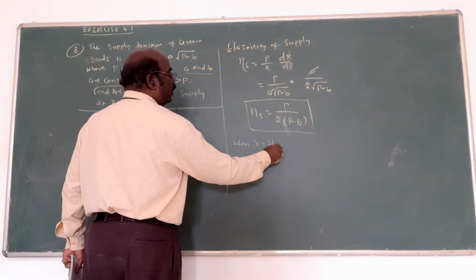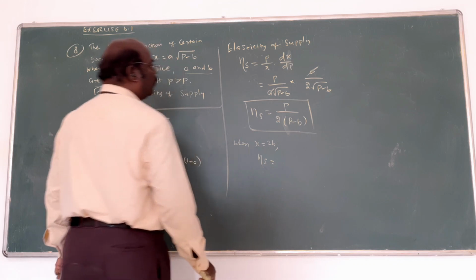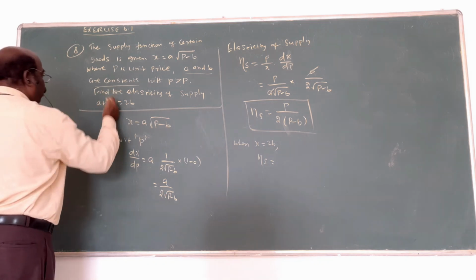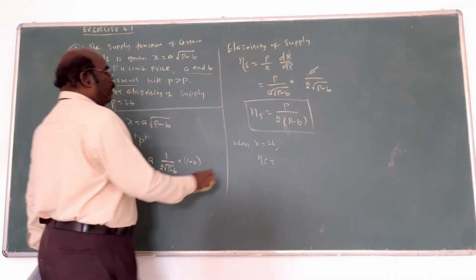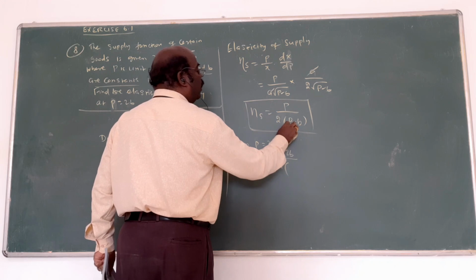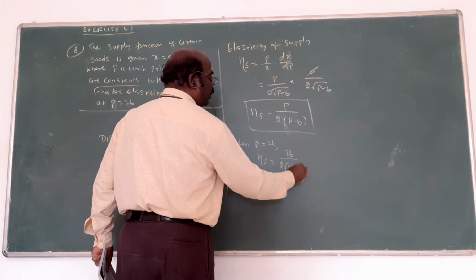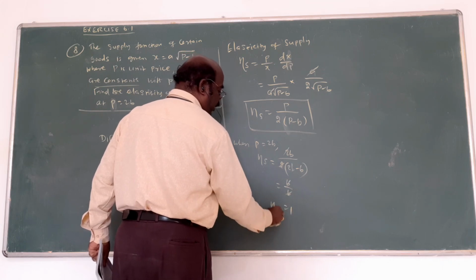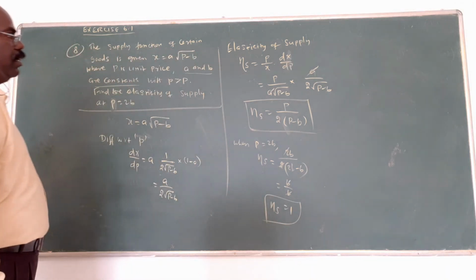When x equal to 2p, sorry, the question is wrong. It should be p equal to 2b. When p equal to 2b, substitute here: p is 2b, divided by 2 into (2b minus b). The 2 cancels, then b by 2b minus b cancels. That is 1. Eta s is 1. That's all. Am I right?